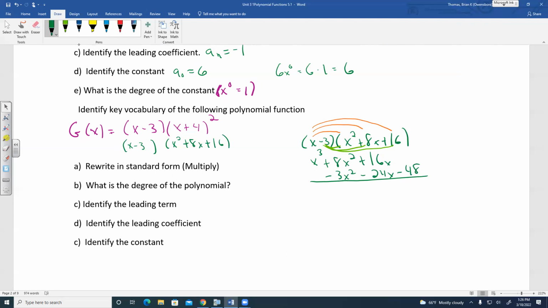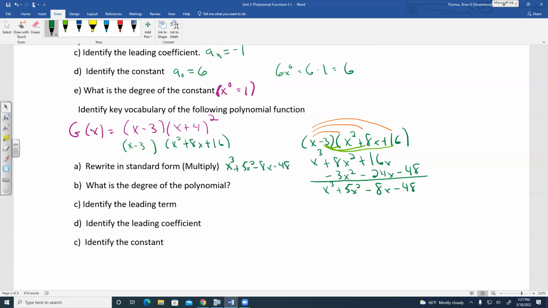So I would have then x to the third plus 5x squared minus 8x minus 48. So to write it in standard form, I would have to just multiply that all out. X to the third plus 5x squared minus 8x minus 48.